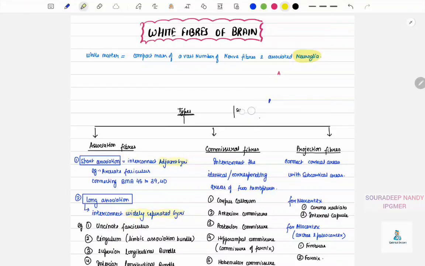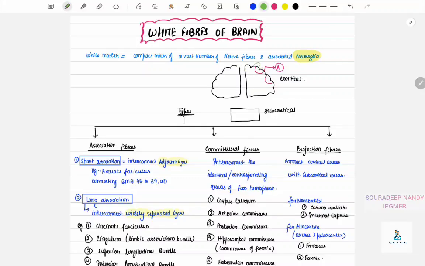So let us discuss on what basis these nerve fibers are classified. Let us suppose this is our cortex or the cerebral hemisphere, and these are the subcortical structures and these are the cortical structures. If there is interconnection between the cortical structures of the same hemisphere, then these fibers are known as association fibers. If there is interconnection between one region of one hemisphere with the identical region of the other hemisphere, then this type of white fiber is called commissural fiber. And if there is connection between cortical structures and the subcortical structures, then these fibers are called projection fiber.